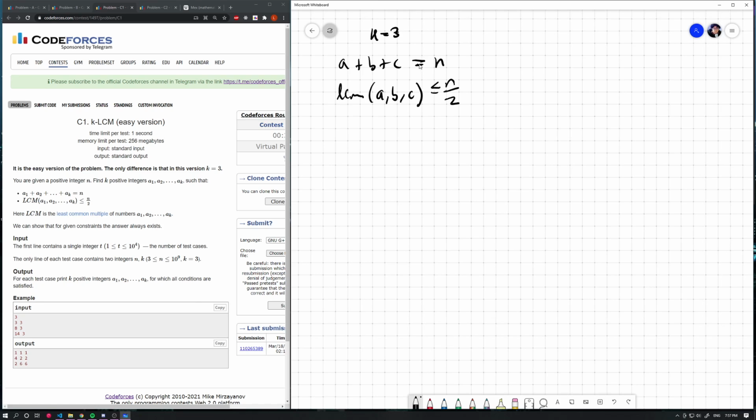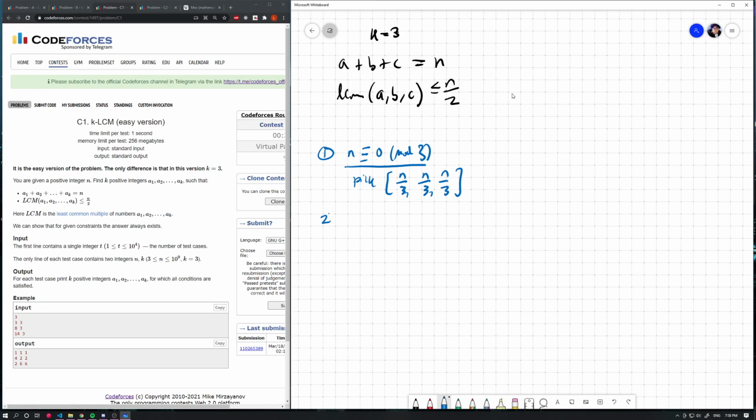The first thing you notice is if n is like 3 or 6 or 9, then you could just pick 1, 1, 1, 2, 2, 2, or 3, 3, 3 respectively. So in particular, if n is congruent to 0 mod 3, then we can just pick n over 3, n over 3, and n over 3. Great. Let's say that it's not.